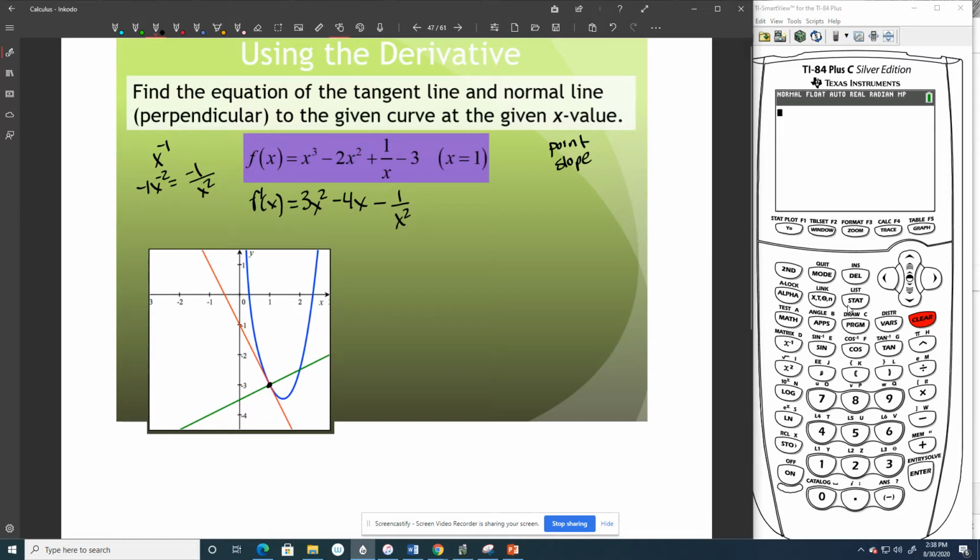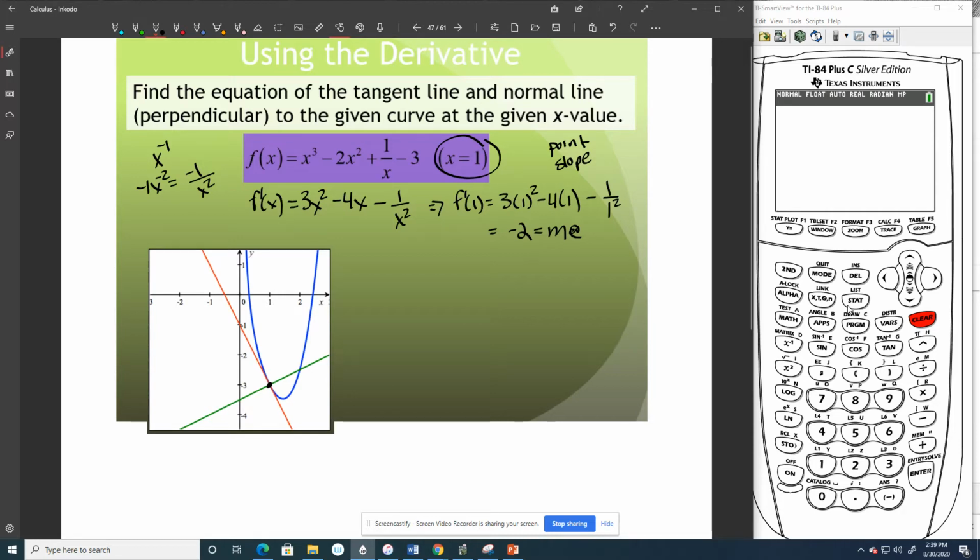So here is my derivative, which, remember, gives me the slope at any point. So if I go ahead and plug in x equals 1 to this formula, then f prime of 1 is going to be 3 times 1 squared minus 4 times 1 minus 1 over 1 squared, which just becomes 3 minus 4 minus 1. So 3 minus 4 is negative 1, minus 1 is negative 2. So that's going to be my slope at this point when x is equal to 1. Now I just need the point.